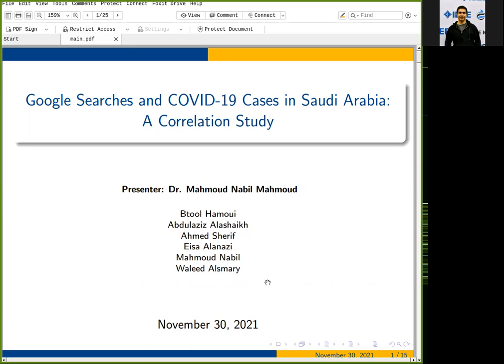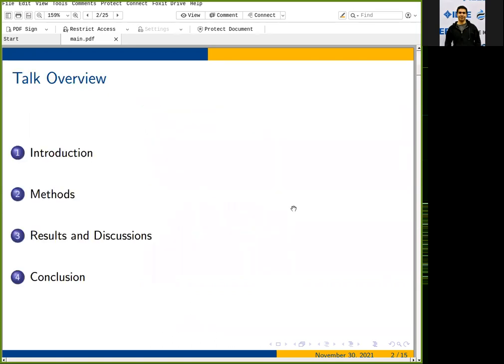So this is the list of authors who helped me in this paper, and this is my agenda for today. I'll start with introduction, then methods, results and discussion, conclusion, and future work at the end.